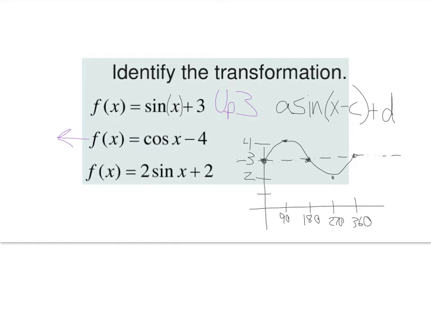Okay. Notice it's not in the parentheses with the x inside the cosine. That would be a horizontal movement. Alright? So it is shifting down 4. Okay?